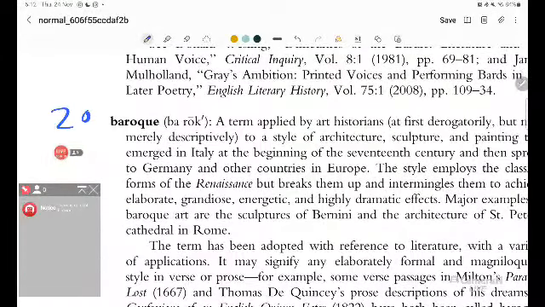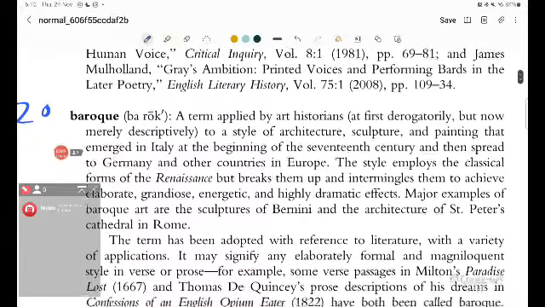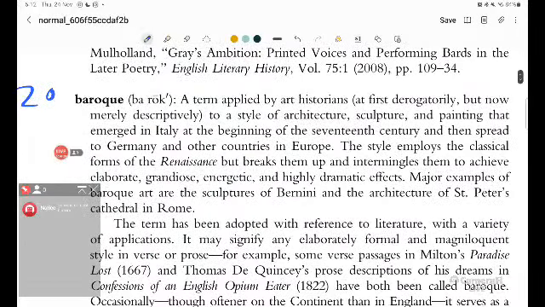बारोक। The term applied by art historians at first derogatorily, but now merely descriptively, to a style of architecture, sculpture, and painting that emerged in Italy in the beginning of the 17th century and then spread to Germany and other countries in Europe. The style employs the classical forms of the Renaissance but breaks them up and intermingles with them to achieve elaborate, grandiose, energetic, and highly dramatic effects.